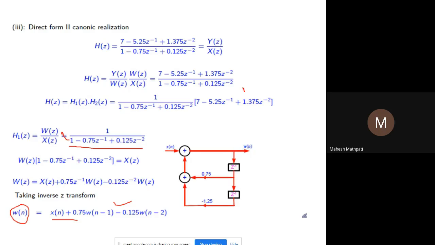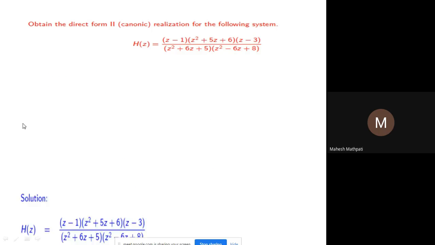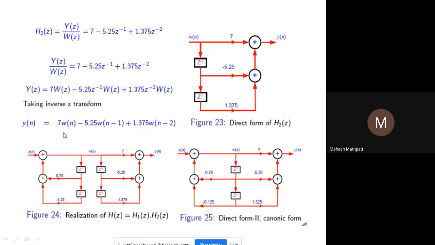Now similarly, considering the second function, H2 of z equals Y of z by W of z. He has taken this, and then again it is simplified this way. So here we will get y of n equals 7 w of n minus 5.25 w of n minus 1 plus 1.375 w of n minus 2. So for this, the block diagram is to be drawn. Okay, so this block diagram he has drawn.